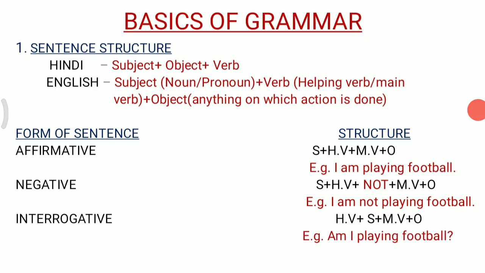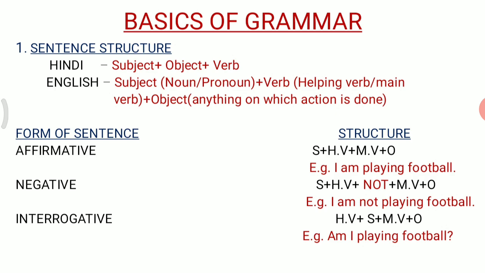Now, let us know the forms of sentence. Basically, we have three forms of sentence. One is affirmative, second one is negative, and third one is interrogative. Now, affirmative means a positive sentence. And you can see the structure: subject plus helping verb plus main verb plus object.